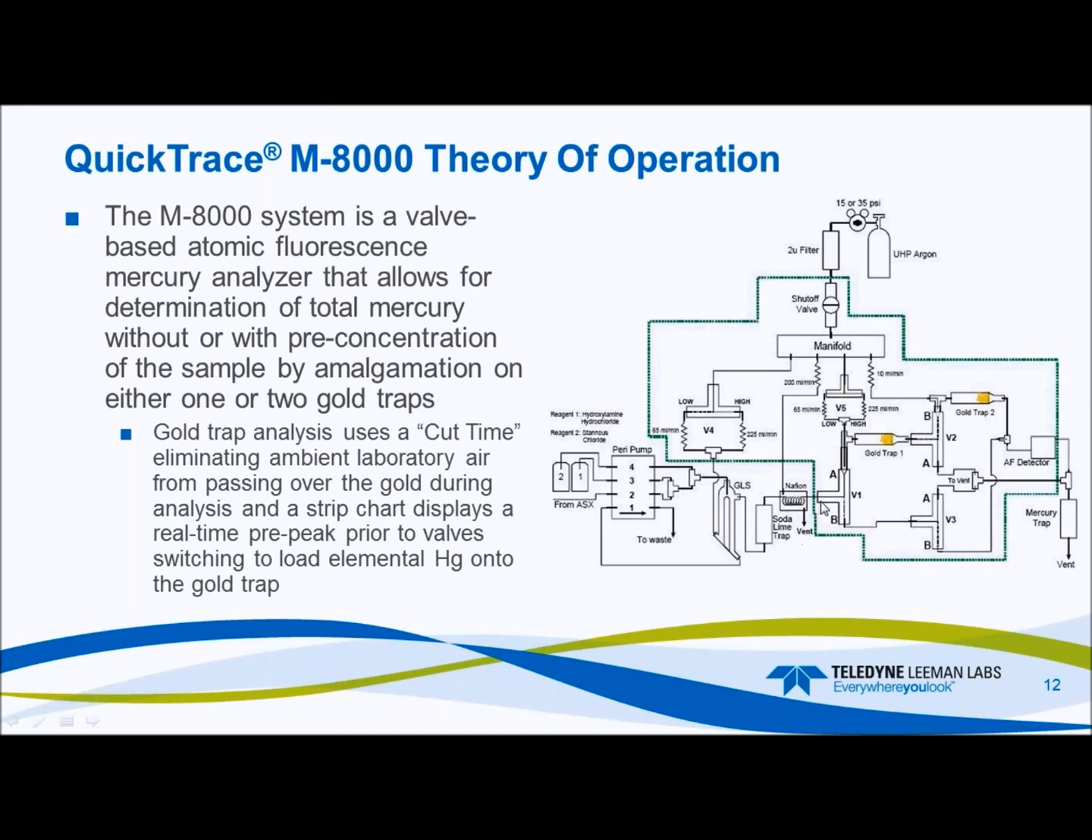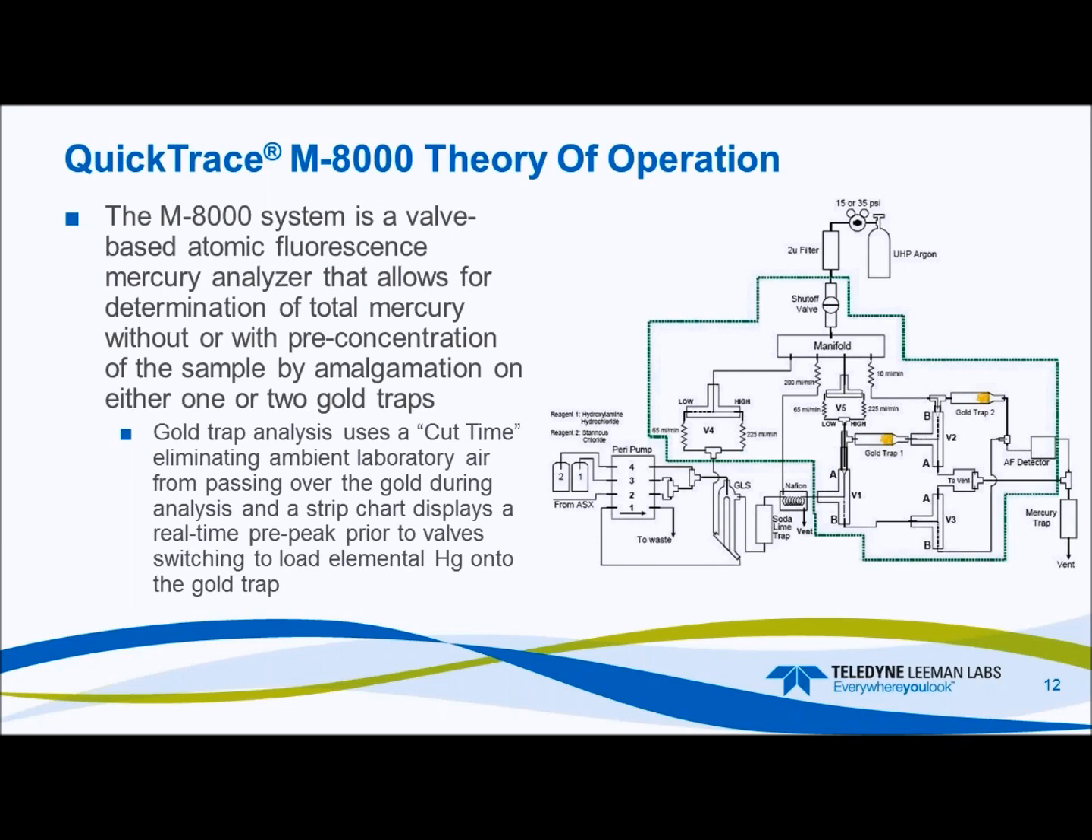So if we look over here, we have valve 1. When we start the system in gold trap mode, if you enable the cut time, the sample actually flows from valve 1 to valve 3 and then up to the detector. So we see a real-time peak. And once the air goes past the system from the probe moving, then we can switch the valves and load the gold trap. And that allows us to remove any ambient contamination from the air.